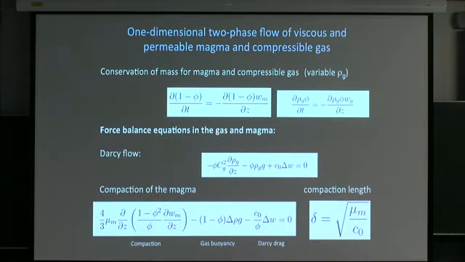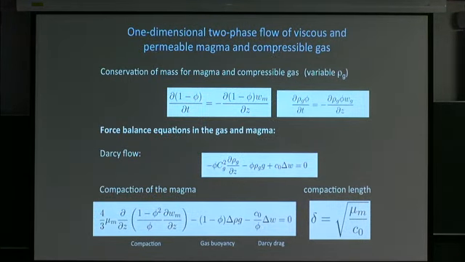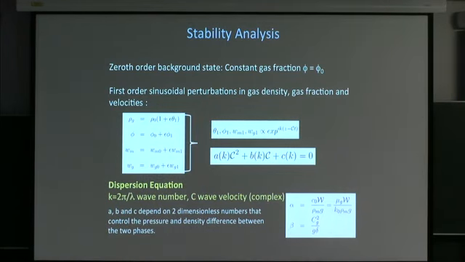So we developed the well-known two-phase equations for the conservation of the magma and gas mixture with a compressible gas, and the momentum equation, so the Darcy flow of gas and the compaction of the magma. And we did a linear stability analysis of these equations. Our zero-order background state is a constant gas fraction. This can be criticized because the gas fraction increases in a volcanic conduit as gas is being exsolved from the melt and as gas decompresses, but it is at least true locally.